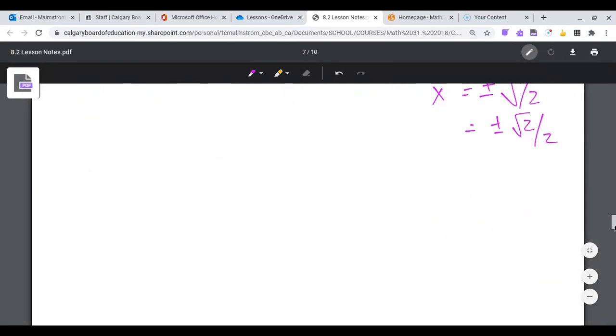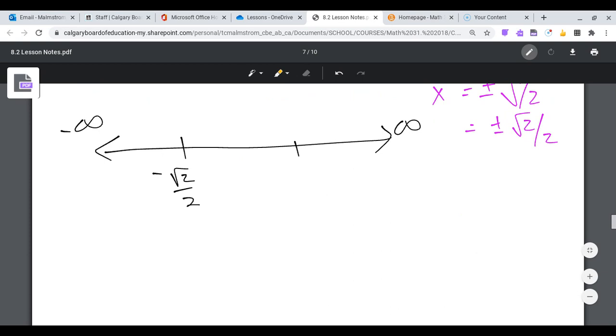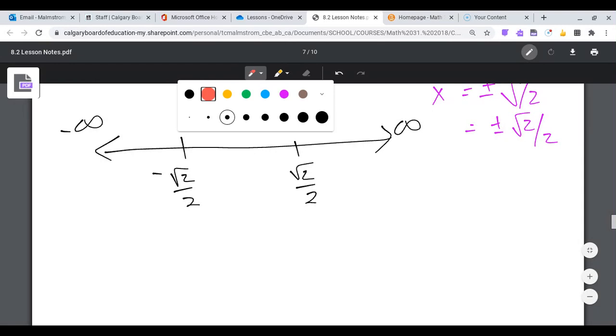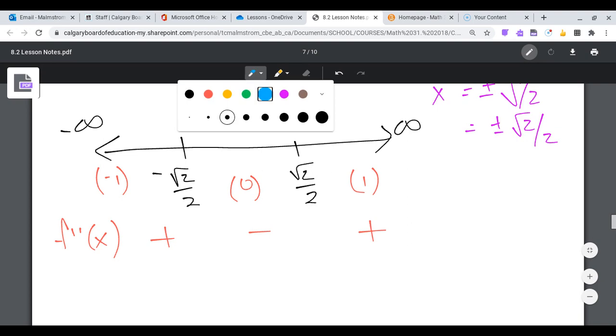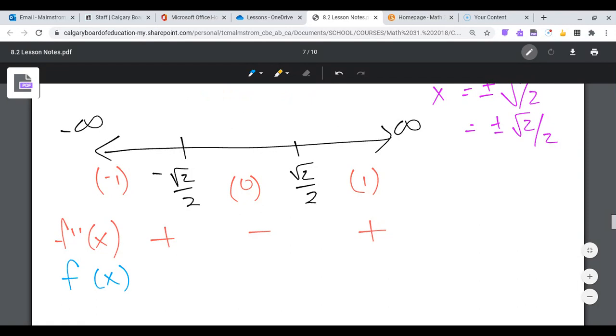Now we're going to put that on our little tester. We are going from -infinity to positive infinity, and we have a negative √2 on 2 and a positive √2 on 2. I'm going to test -1, 0, and 1. What does that tell me? My second derivative, when I put -1 in, I get a positive, then I get a negative, and then I get a positive. So what does that tell me about my function? It's going concave up, concave down, concave up.